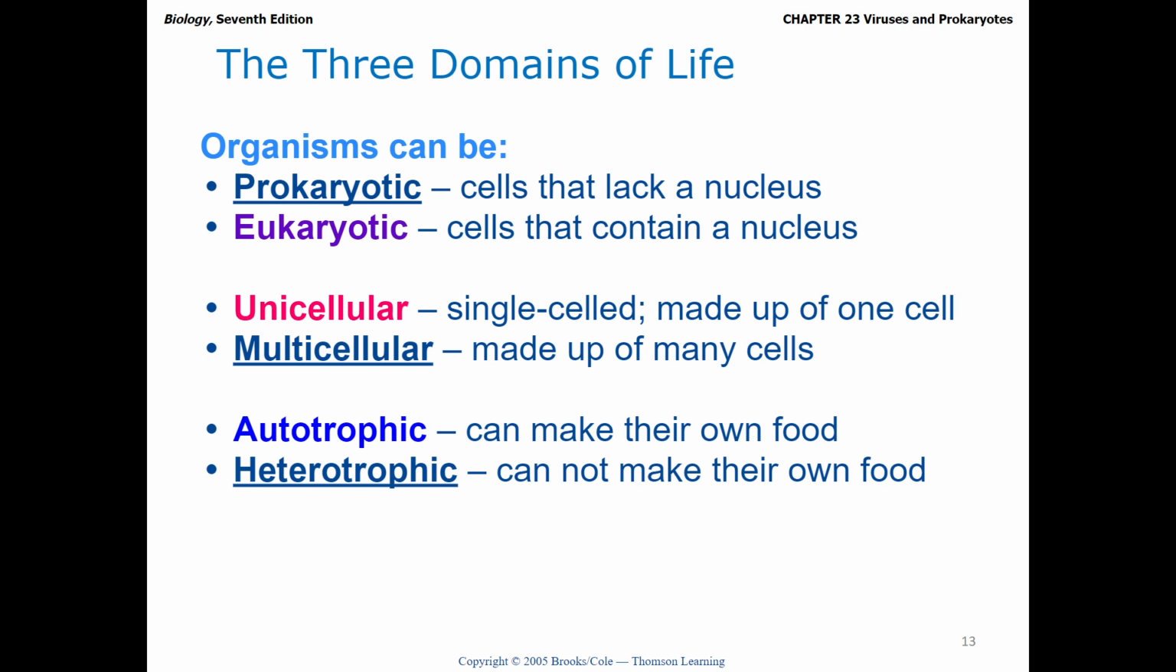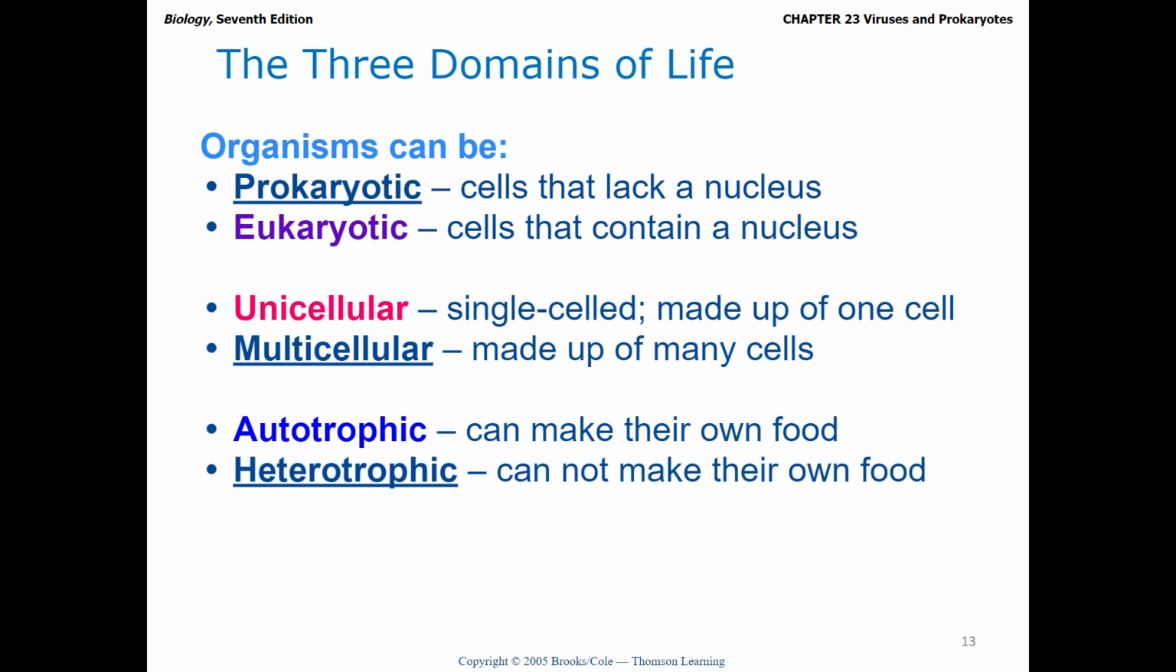So organisms can be, again, prokaryotic or eukaryotic. Prokaryotic cells lack a nucleus. Eukaryotic cells contain a nucleus. Organisms can be unicellular or multicellular. A unicellular organism is single-celled, made up of one cell. A multicellular organism is made up of many cells.